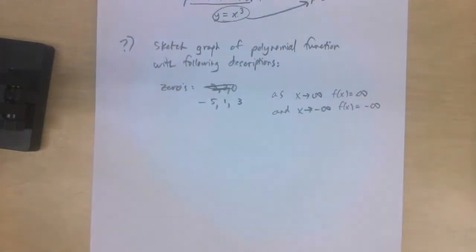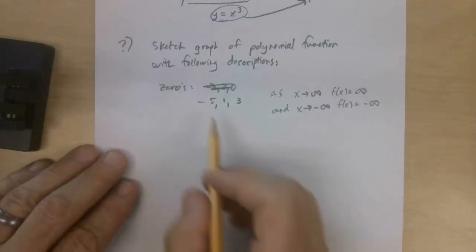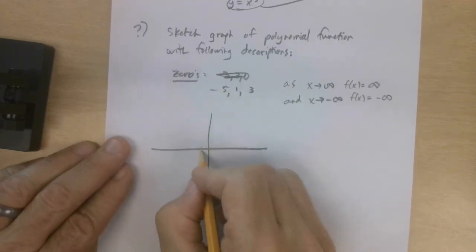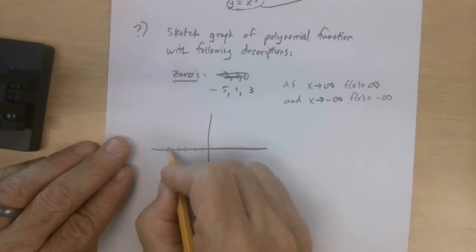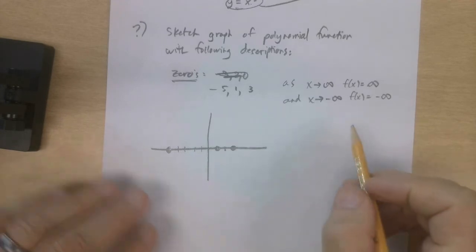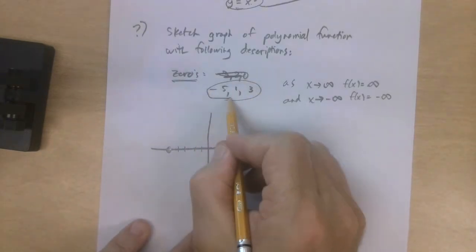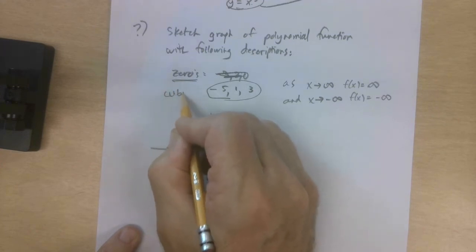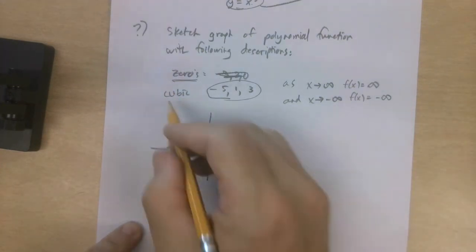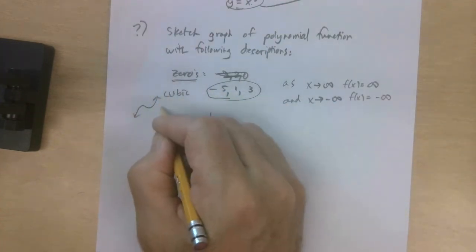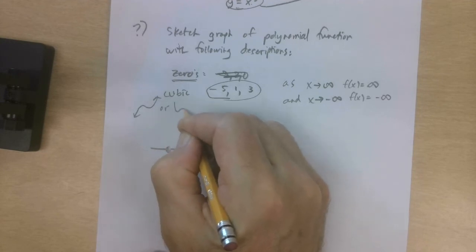This last one says sketch the graph of the polynomial function with the following descriptions. We start with the zeros. So negative 5, 1, 2, 3, 4, 5. You know it goes through there. 1, and then 3. Now look at this. We know because there's 3 zeros, it's a cubic. All right. So we know that it might be like this-ish, or it might be like that.